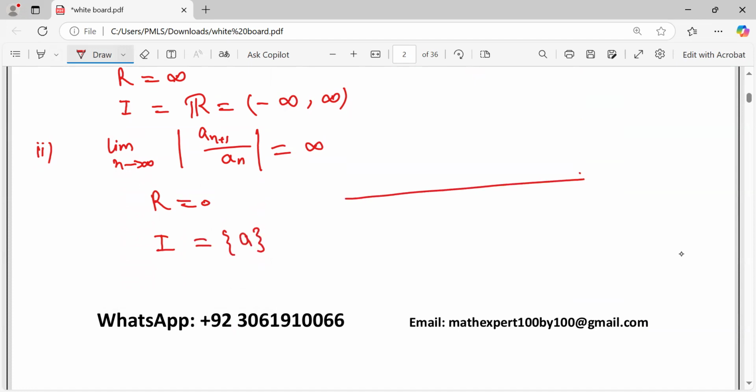And if you plot this on a number line, this is the point a where the series converges. Only when x is equal to this center will your series converge. For all other values of x, your series will diverge. So this is the divergent case: the series is divergent except at the center.